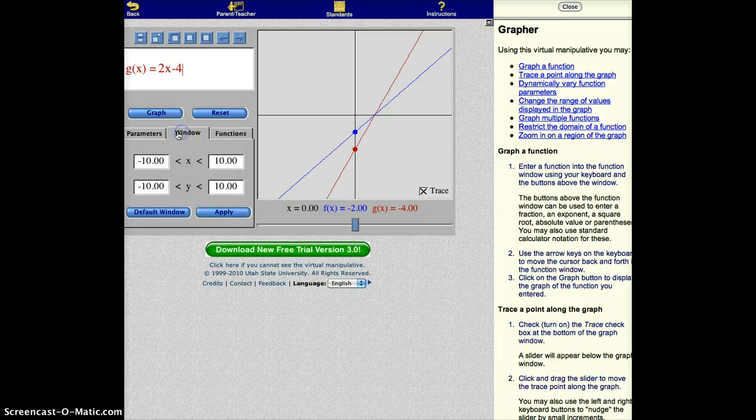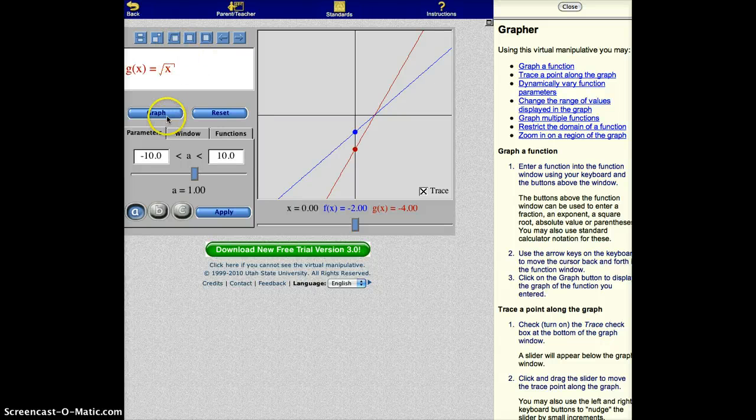Also, we can change the window, we can change the parameters of the graph. So it's another really helpful means. We can also use various functions like the square root, which is a tricky one to graph by hand, so we can use a computer to graph that one. So there's lots of different applications of this particular manipulative.